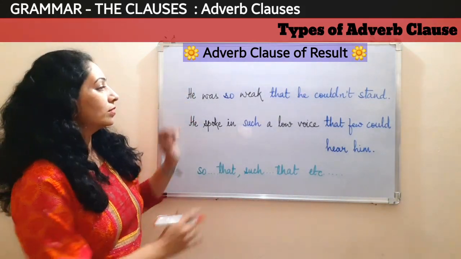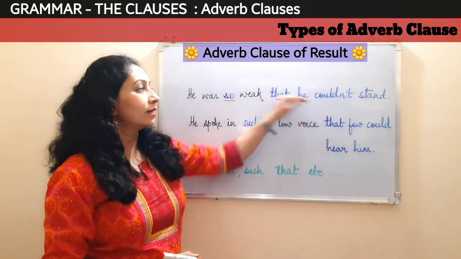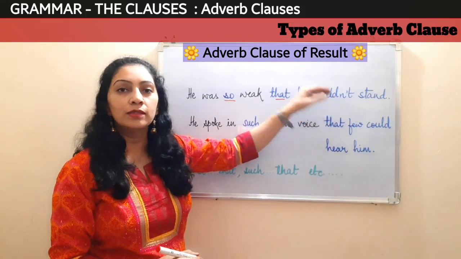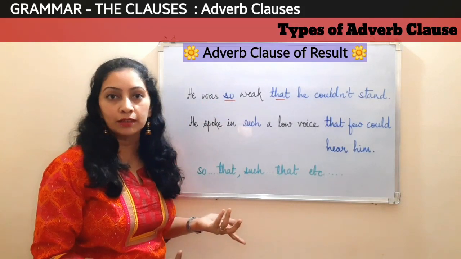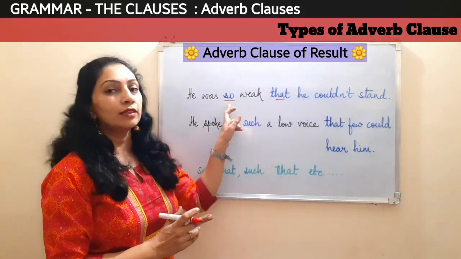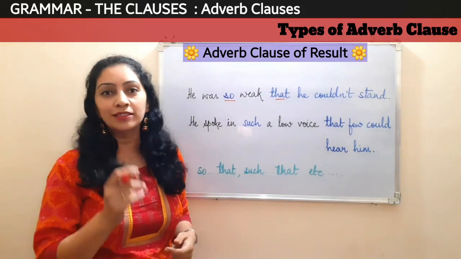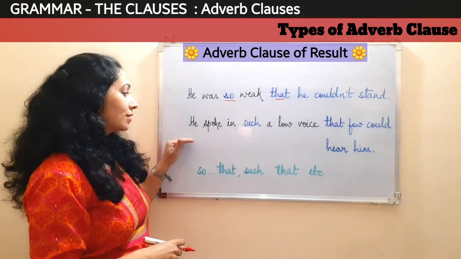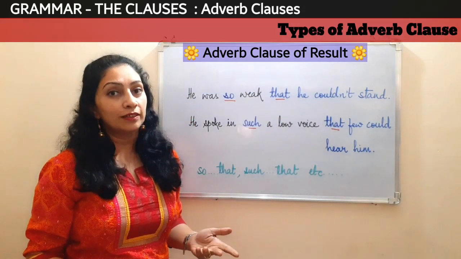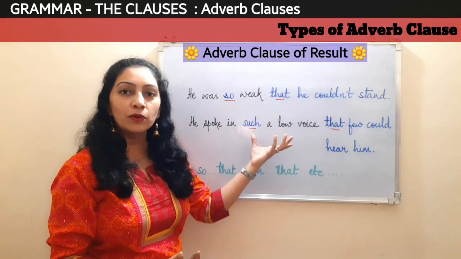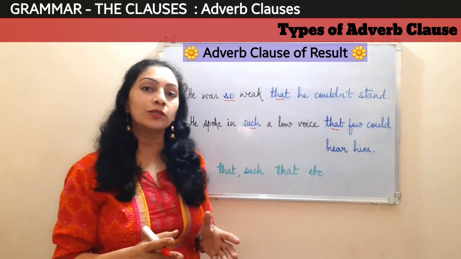Look here, he was so weak that he could not stand. Now this adverb clause is an adverb clause of result. Result of what? That his being weak. And here we are using the conjunction in pairs, so that. And conjunctions which occur in pairs are called relative conjunctions. Next, he spoke in such a low voice that few could hear him. So what was the result of his speaking in low voice? Only a few could hear him. Therefore, these kind of clauses become adverb clause of result.